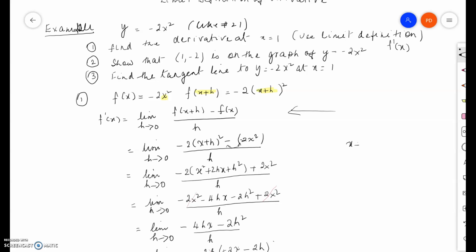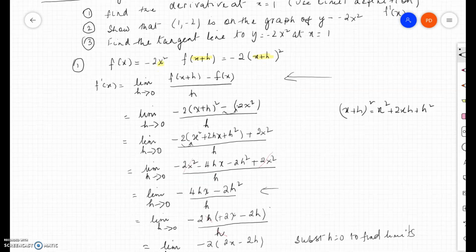So x plus h the whole squared is square the first, plus twice the product of the two, plus square the second. So that's how we get x squared plus 2hx plus h squared, plus 2x squared. Now distribute the negative 2. So that's negative 2x squared minus 4hx minus 2h squared plus 2x squared. So plus 2x squared minus 2x squared gets cancelled. We're left with minus 4hx minus 2h squared.